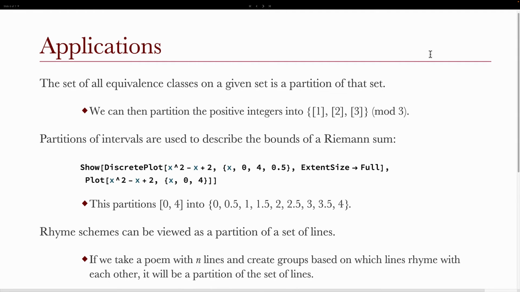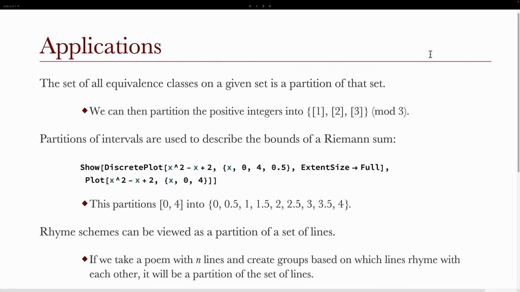Moving into some applications of partitions, we can see equivalence classes come up. The set of all equivalence classes on a given set is actually a partition of that set. For example, we can partition the positive integers into the equivalence class of 1, the equivalence class of 2, and the equivalence class of 3 when taken mod 3. This divides the positive integers into 1, 4, 7, and so on and so forth, and then a set of 2, 5, 8, and so on, and then 3, 6, 9, and so on. Now we know these are non-overlapping because no positive integer can be congruent to both 1 and 2, or 2 and 3, or 1 and 3 when taken mod 3.